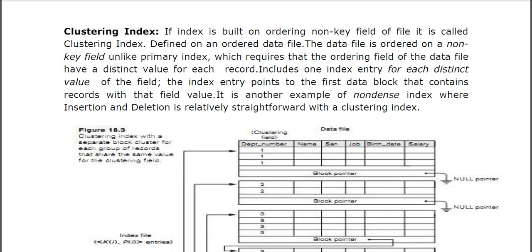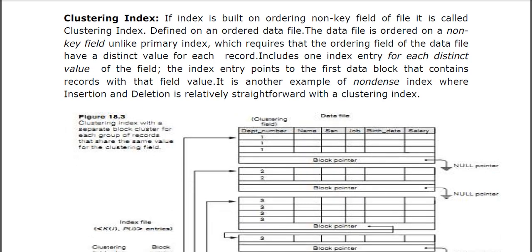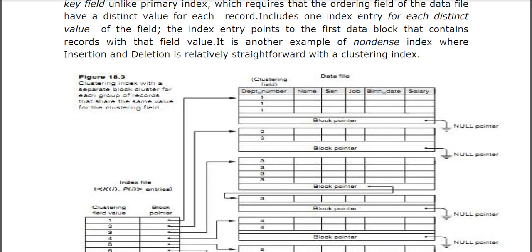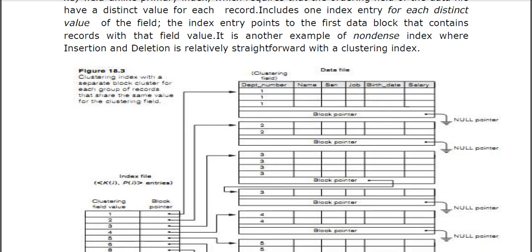It includes one index entry for each distinct value of the field. The index entry points to the first data block that contains the records with that field value. It is another example of a non-dense index where insertion and deletion are relatively straightforward with a clustered index, right?